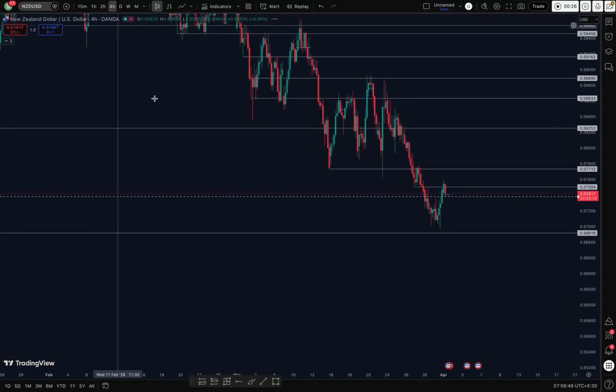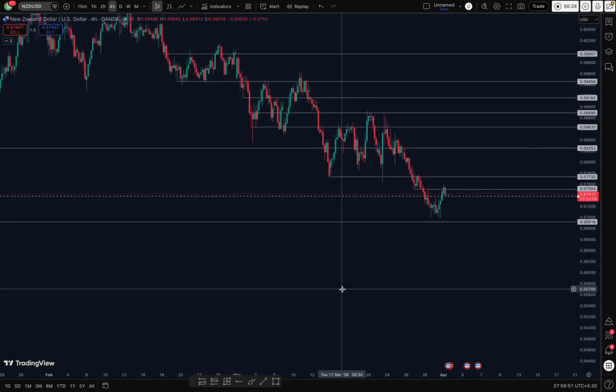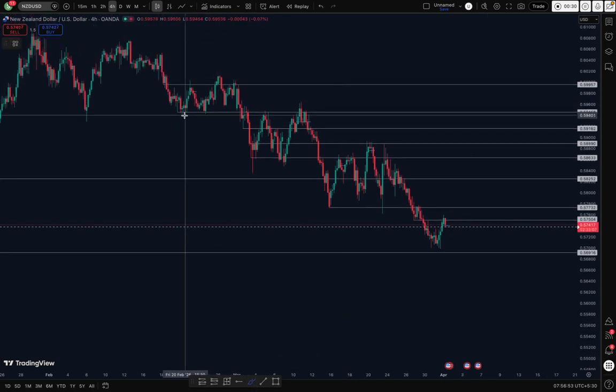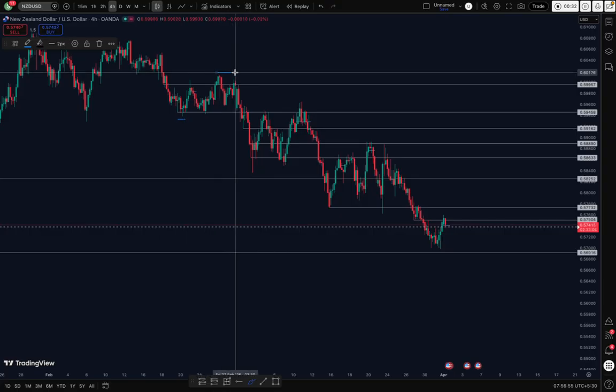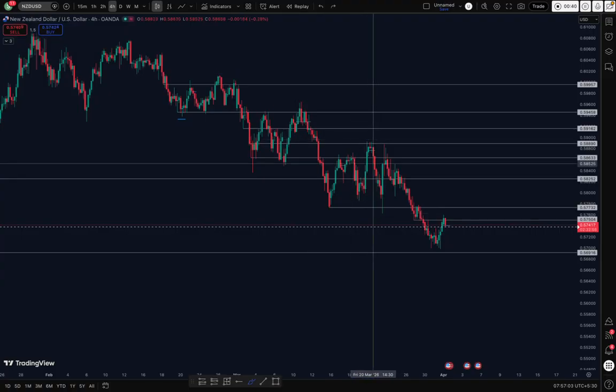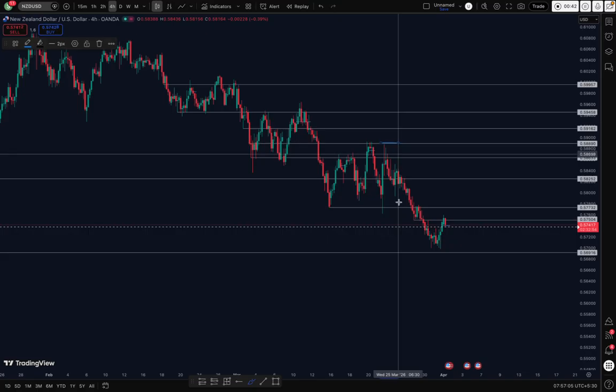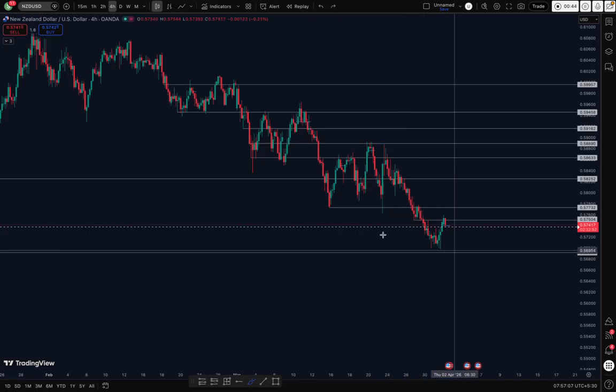If I have a look at the 4-hour time frame, this just continues to make lower lows and lower highs, lower lows and lower highs, right? And then continues lower. So it just makes sense for me to look at trading in that same direction.